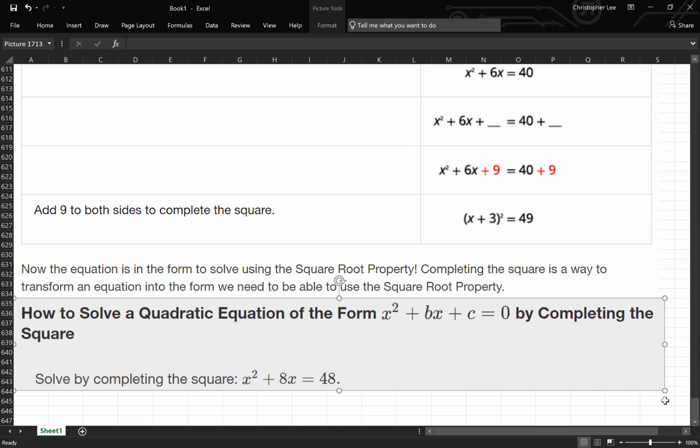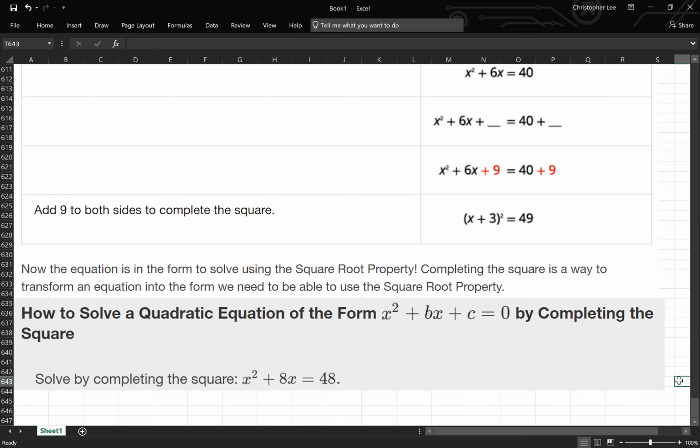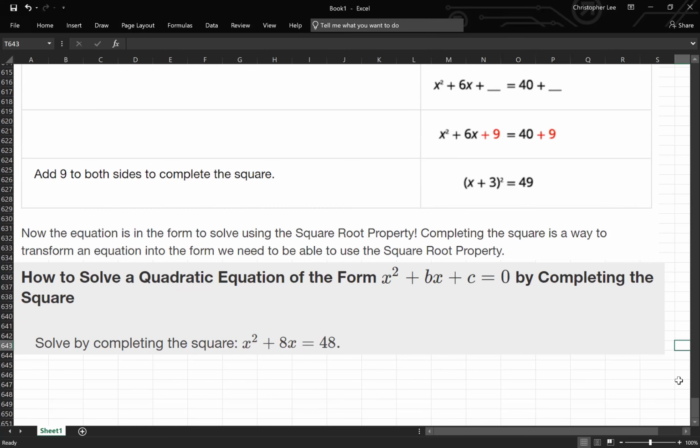Now I'm gonna just let y'all know this is my way of doing this. I feel like my way is the best way, but there is a correct way to do it. All right. So how to solve a quadratic equation of the form x squared plus bx plus c is equal to 0 by completing the square. Solve by completing the square.